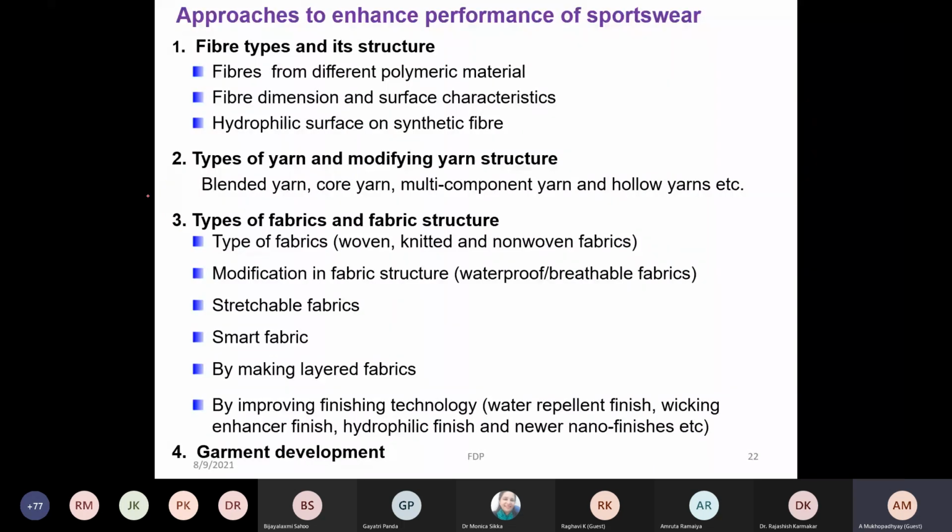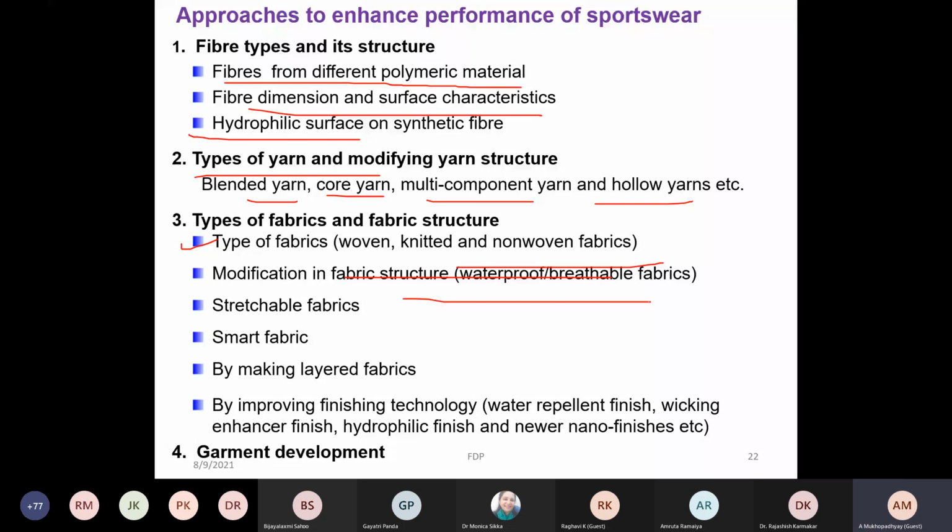Like fiber development, fiber from different polymeric material. Surface characteristics of the fiber could be different. Hydrophilic surface, that is also possible. We can have the yarn: blended yarn, core yarn, multi-component yarn, hollow yarn. Again, in the fabric structure also, you can have different types of fabric used. Fabric structure is also modified: stretchable fabric, smart fabric, layered fabric, and different finishes applied, and finally the garment development.